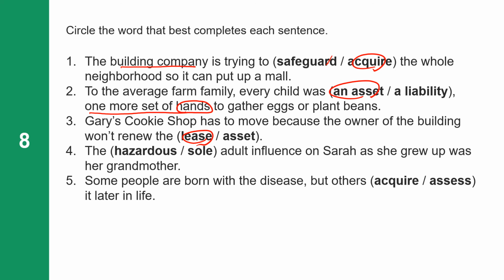Number four, the hazardous, sole adult influence on Sarah as she grew up was her grandfather. So the sole adult influence on Sarah as she grew up was her grandmother. Okay, let's go to the last one. Some people are born with the disease, but others acquire it later in life. Acquire.